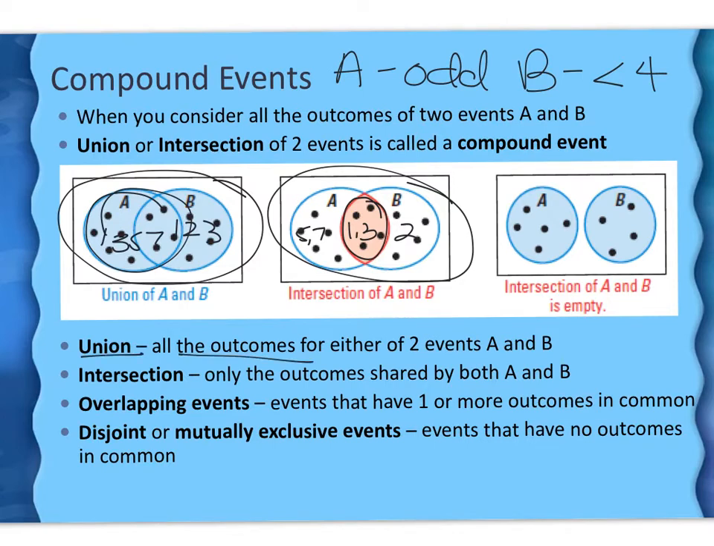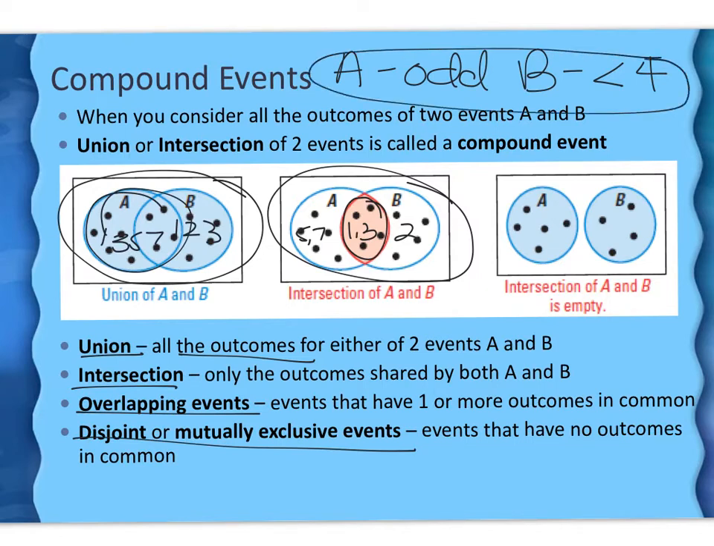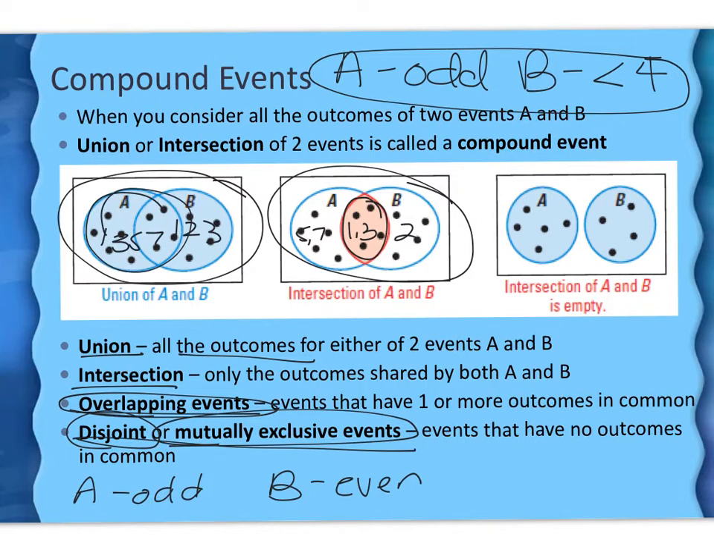So union is all the outcomes for either of the events. So if I asked you for the union of A and B, you would list all of A and all of B. The intersection is only the ones that exist in both. And overlapping events are events that have at least one element in that overlapping or intersection. Disjoint does not. So the first example where I give you A is odd and B is less than 4 would be an example of an overlapping event. And if I said A is odd and B is even, this would be an example of a disjoint or mutually exclusive event. It cannot be both.